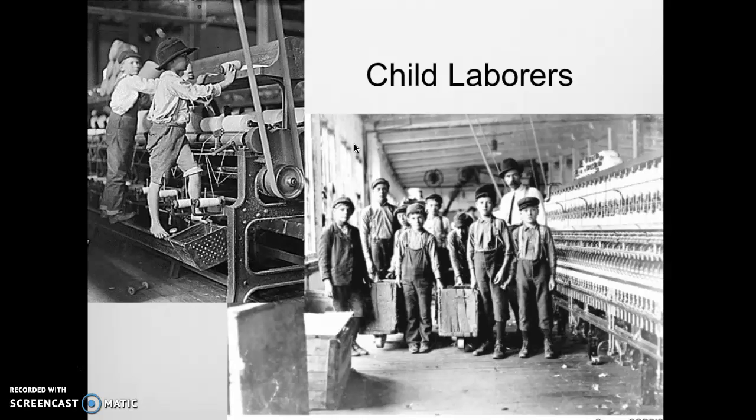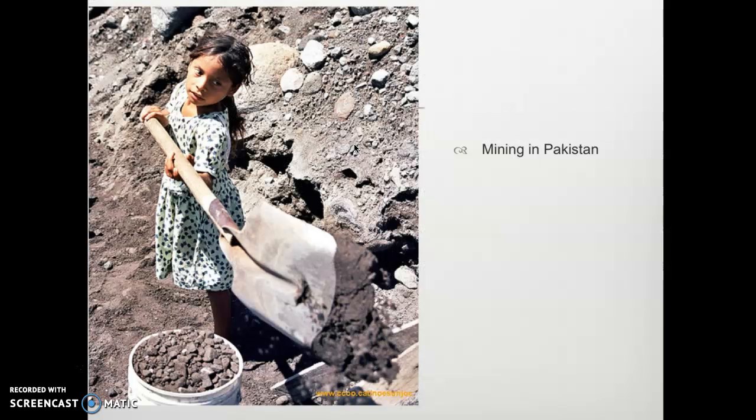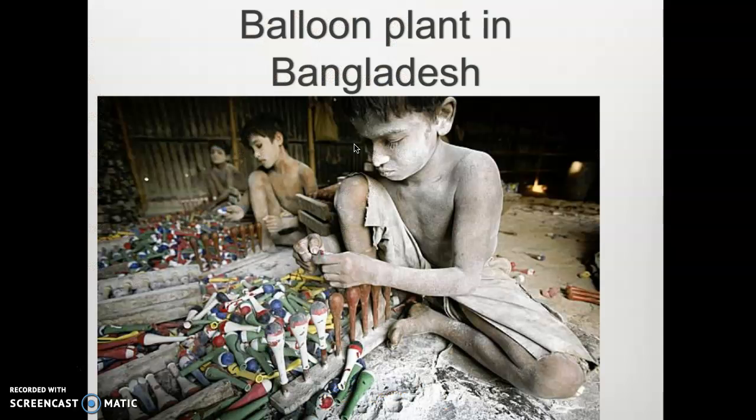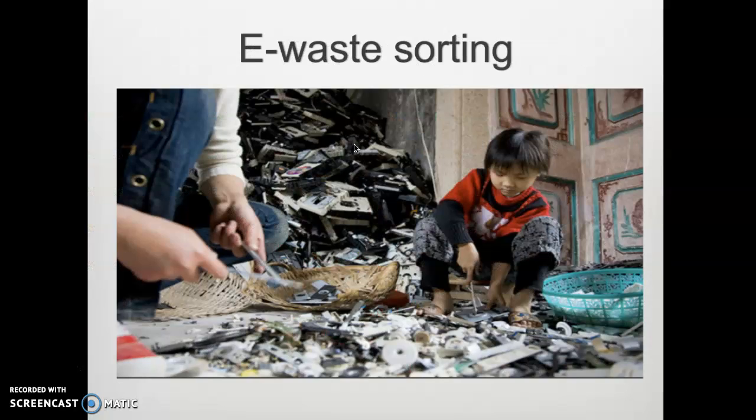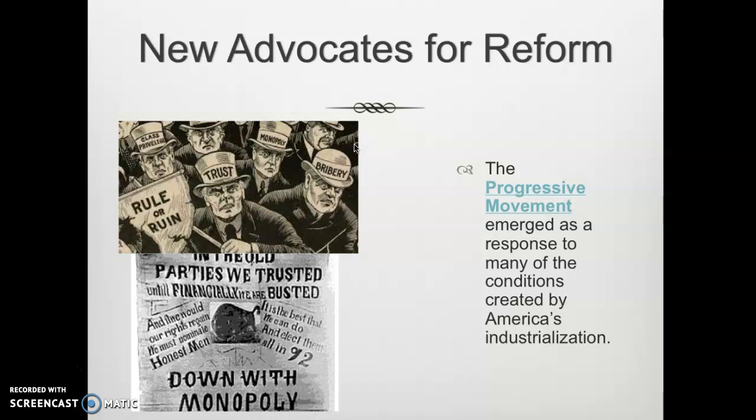But here you can see a kind of turn of the century child labor in a loom going on, very, very dangerous conditions, exploitation of children, and we could still see that today, like with mines in Pakistan, or here's a balloon plant in Bangladesh using child labor. Here's garbage sorting in China using very, very young children to sort through electric wires, or e-waste sorting, which is highly dangerous. There's toxic chemicals inside cell phones and other kinds of electronic waste. But children are put to work all over the world still to this day.